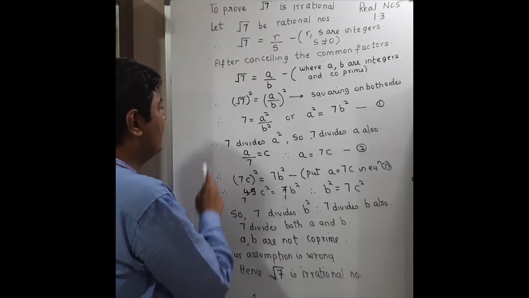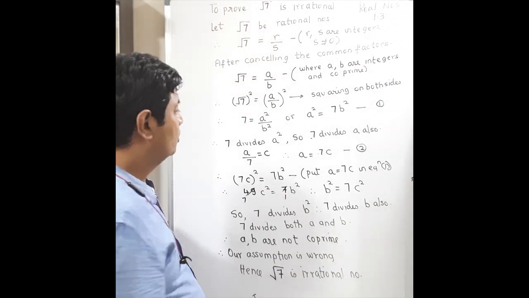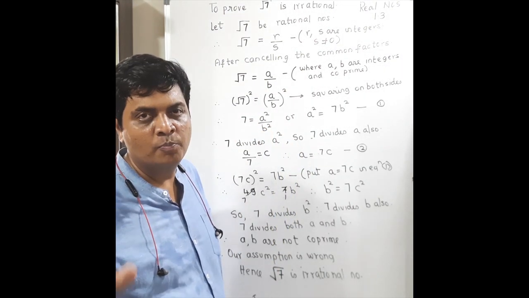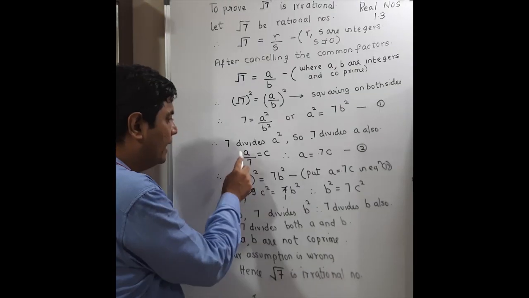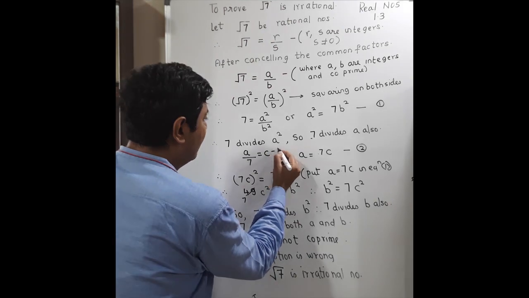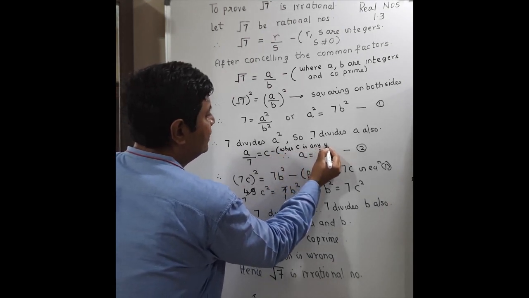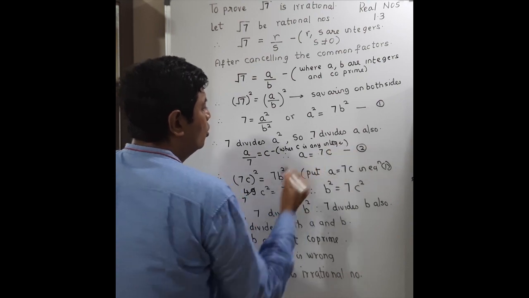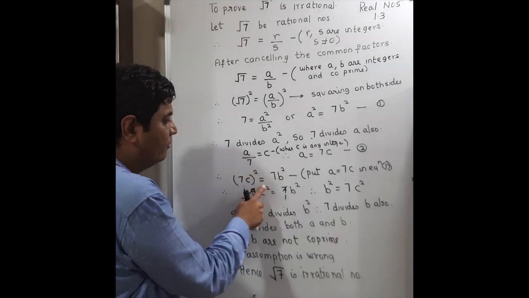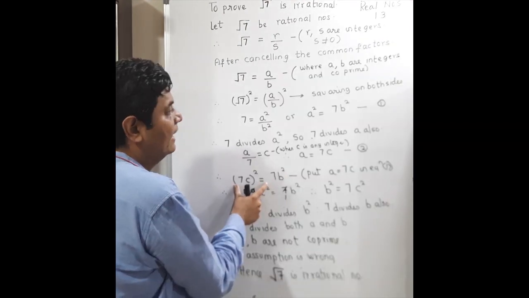So that means what do I get? 7 divides a square. So 7 divides a also. So therefore, since 7 is dividing a, a divided by 7 should be an integer. So therefore, a upon 7 is equal to c, where c is any integer. Okay. So therefore, a is equal to 7c. Now 7c the whole square is equal to 7b square. Put a is equal to 7c in this equation, you will get this equation.